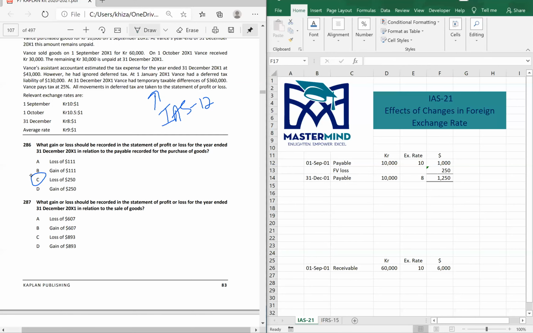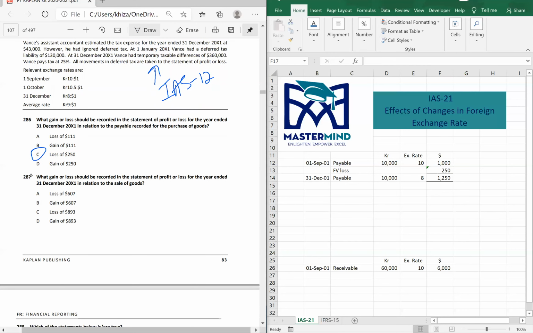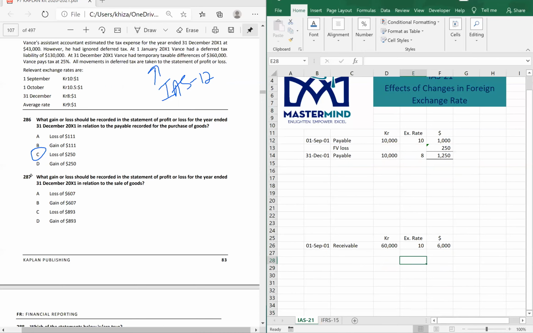Okay. Next up, what gain or loss should be recorded in the statement of profit or loss for the year ended 31st December 2021 in relation to the sale of goods, that is basically your receivable, right? Because revenue is recorded for the year and receivable is as at, because it's a balance sheet amount. Now, first of all, on 1st October 20x1, you received, so it's not receivable, it's received. You received 30,000.